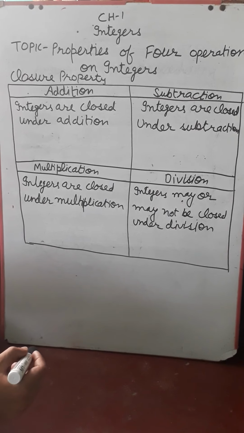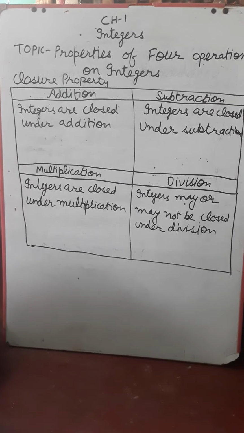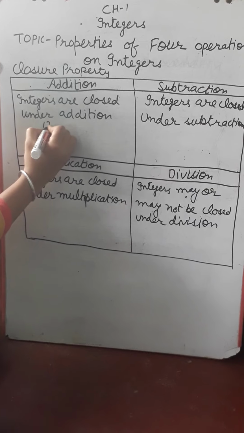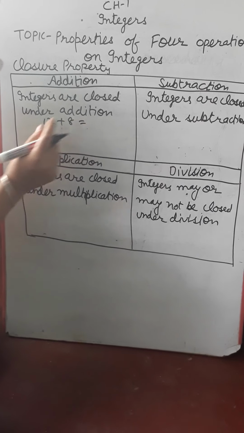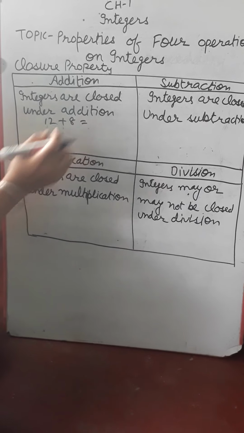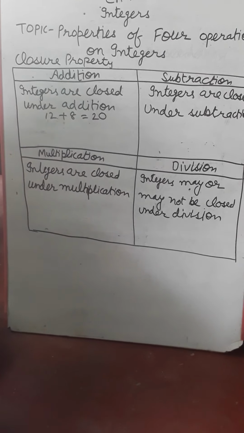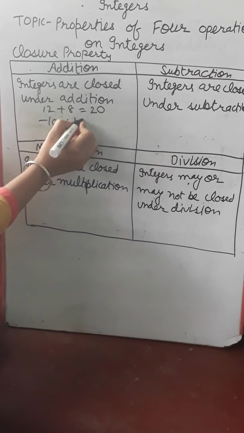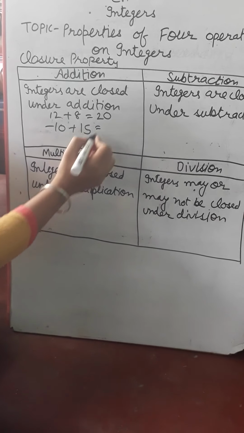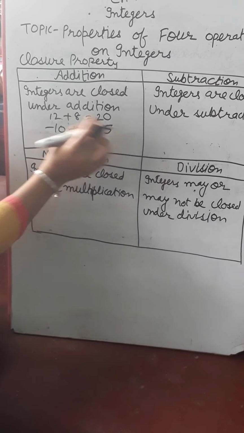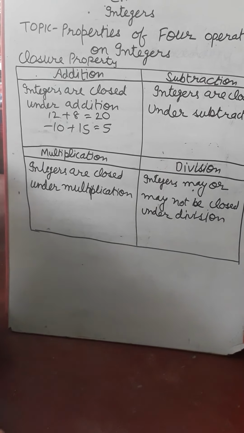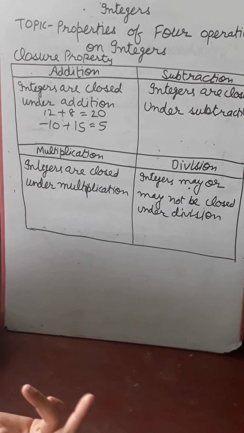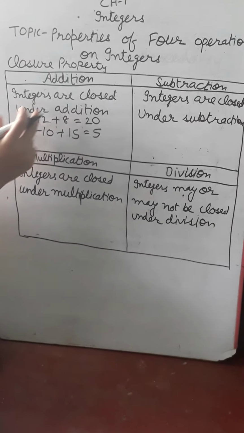Closed under addition means if we add 2 integers, we will get an integer. Let's say we have 12 plus 8. 12 is an integer, 8 is also an integer, and we will get 20. 20 is also an integer. If we have one negative integer and one positive integer, what will we get? 5. It is also an integer. So when we add two integers, we will get an integer. So integers are closed under addition.